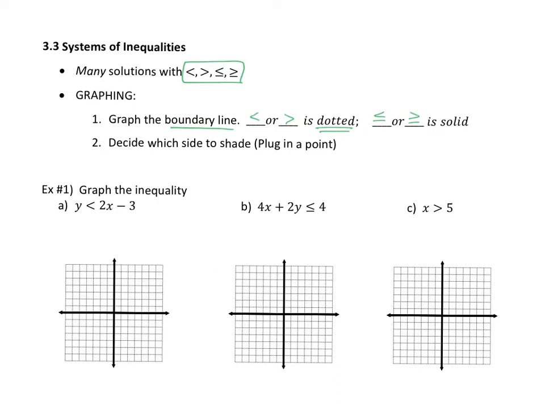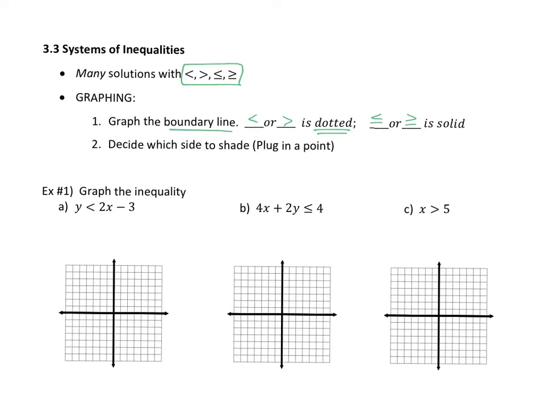Okay. And then the second thing is you need to decide which side of your line you're going to shade on. And to do that, we plug in a point. Now, typically I say plug in 0, 0, but if 0, 0 falls on your line, then you have to pick a different point. Pick 1, 0 or negative 1, 0, something else to plug in.